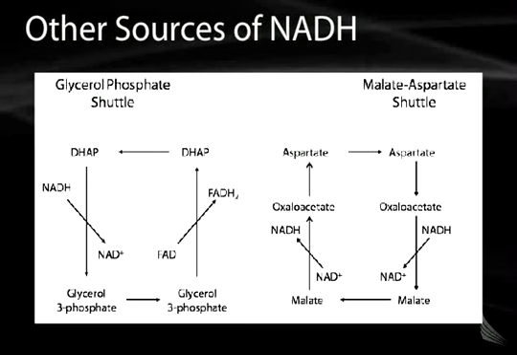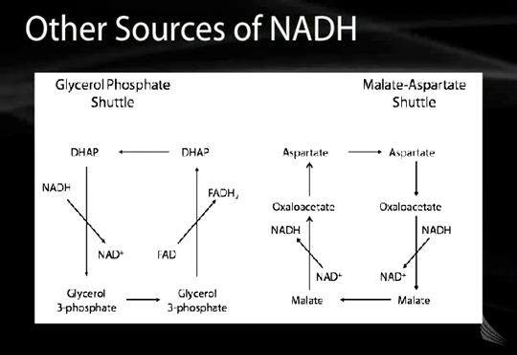The net result of this is that we've taken a reducing equivalent outside of the mitochondria in the form of NADH and converted it to a reducing equivalent within the mitochondria in the form of FADH2. Now, this overcomes a basic problem in NADH metabolism, and that is the fact that there's no transporter which can move it across the mitochondrial membranes.